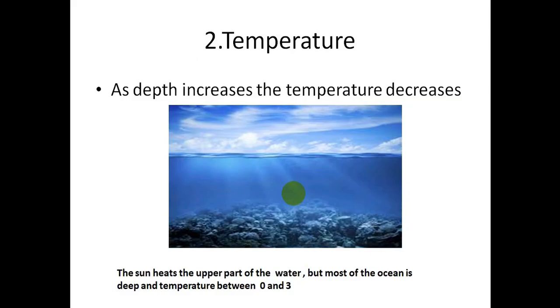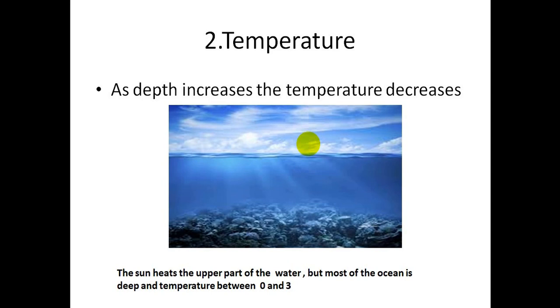Number 2, the second thing we will speak about today for oceans is the temperature. As depth increases, or as we go down in the ocean, the temperature decreases or becomes colder. And that's logical, because on the top layer, as we see here, the sunlight reaches the upper layer more than down. As you go down, the amount of light decreases. And that's what makes the upper layer warmer than the bottom.